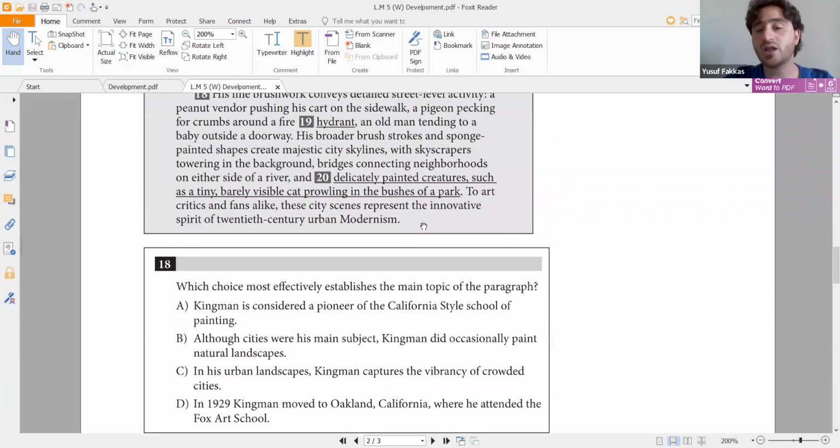We summarized the whole thing, and we said that the discussion of this paragraph is focusing on his paintings and how they show us street-level activity, city skylines, city scenes. Now, look at the options. Which sentence can be the best introduction or the best topic sentence for this paragraph that's talking about these three ideas? Look at them. Again, send me your answer on the chat box.